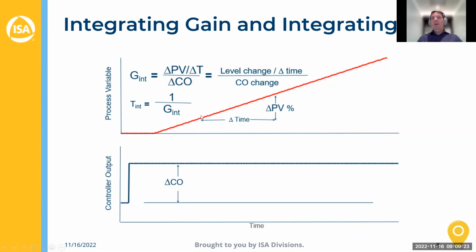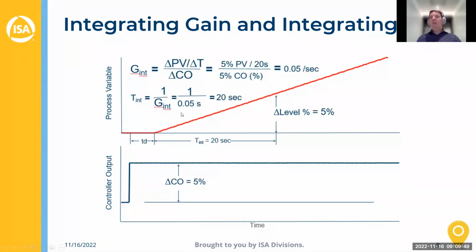So I can look here. There's no number here, but we'll do an example. Let's say I go from 3% to 5%, and it took me 60 seconds. I do that based on the CO change here. Once you have your integrating gain, you can calculate your integrating time, which is 1 over the integrating gain. We'll do a short example with numbers.